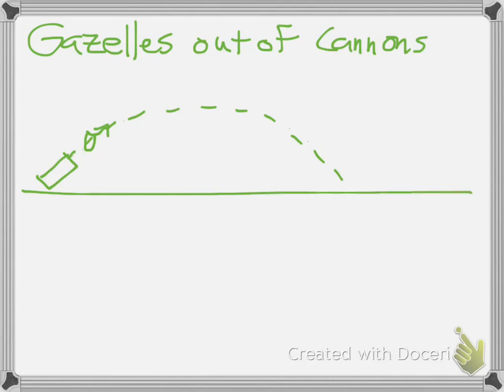So the first thing we want to do is to draw a picture. So here is the cannon. Here is my gazelle. Don't laugh at my gazelle. And it is going to be going in a projectile path, a parabolic path, until it finally lands on the ground someplace over here. We're basically going to say that it originates from the back of the cannon and goes to a point over there.